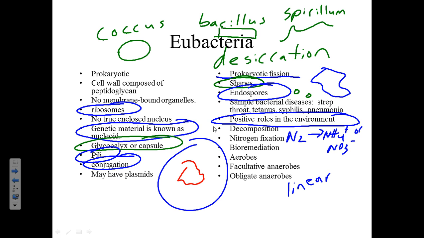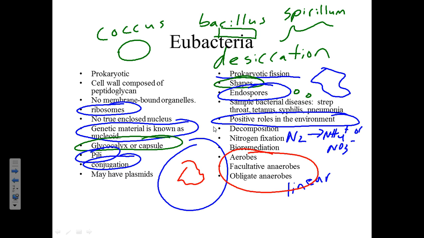Another thing that I don't think we mentioned in here before is let's talk about these three terms. If something's called an aerobe, what does that mean? It uses oxygen to do aerobic cellular respiration. Some bacteria are aerobes, like you. They have to have oxygen to do respiration, which means they have to have oxygen to make what?